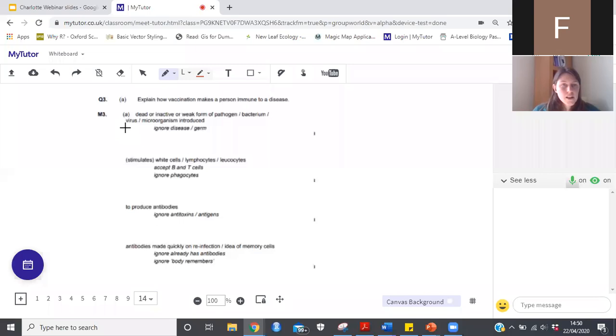So the first one is that the virus or microorganism is introduced. That's the first mark. Notice that they've said ignore disease or germ. You don't introduce a disease, you introduce the pathogen, so the virus or the microorganism in a vaccine. You introduce it in a weakened form.